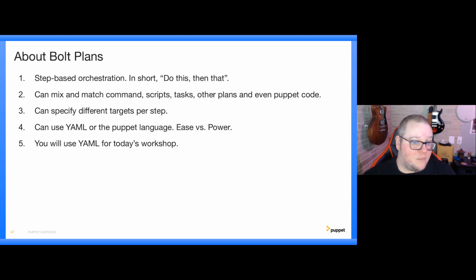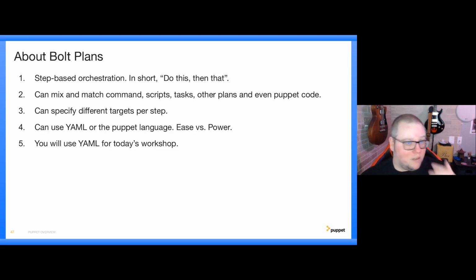Now we can mix and match. We can assemble things as needed to complete whatever we need to solve. That can be commands, scripts, tasks, other plans, Puppet code, could probably get a kitchen sink in there somewhere. But we can put these in whatever order we need them to be in. We can capture the output from the first command and feed that into the next command, and we can evaluate things per step. We can specify different targets.